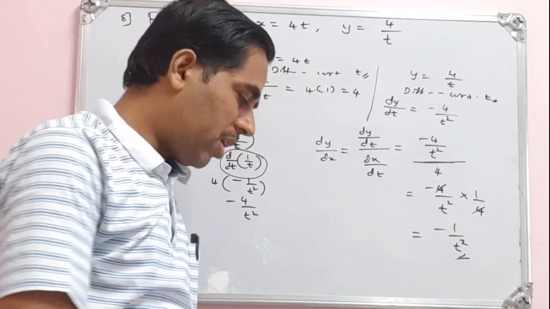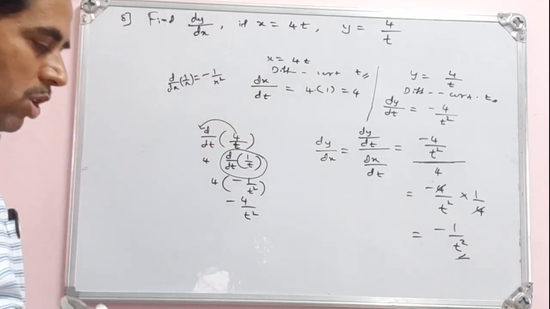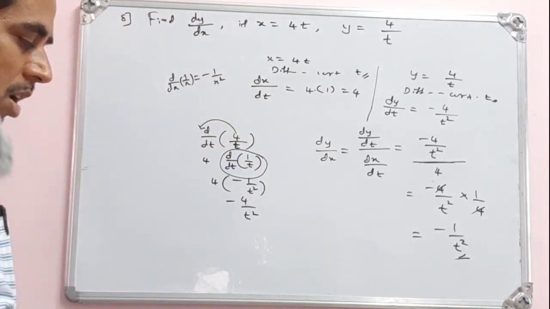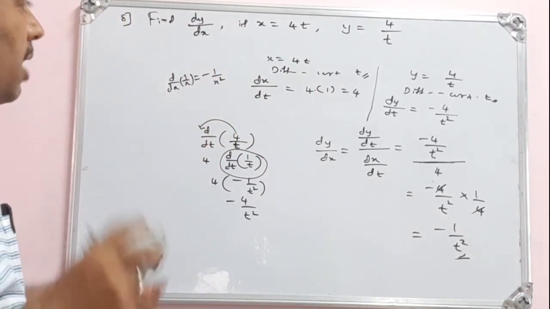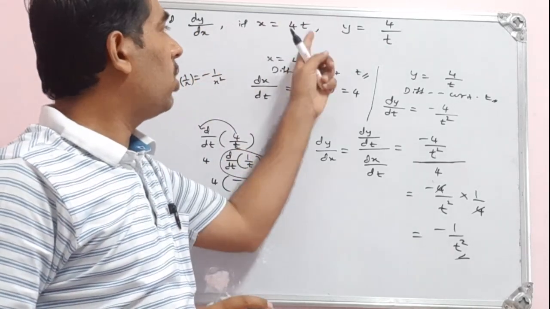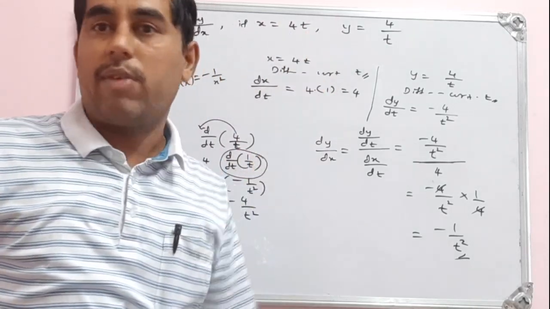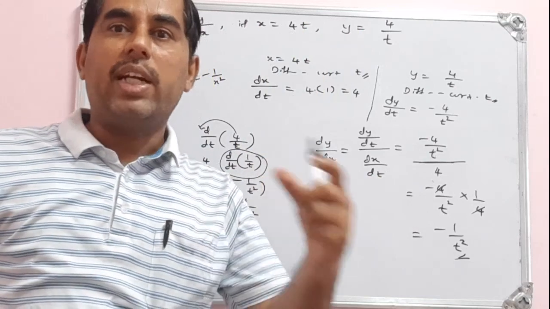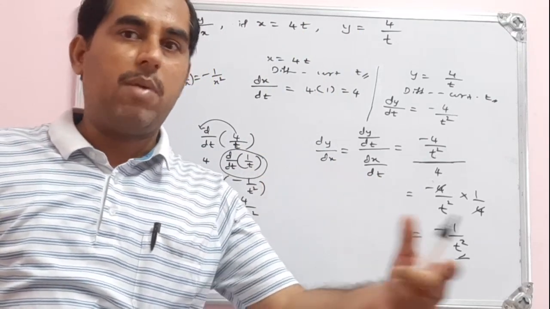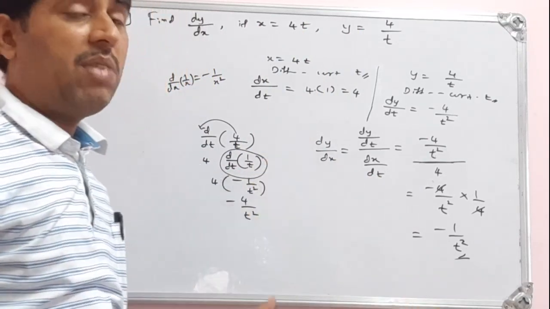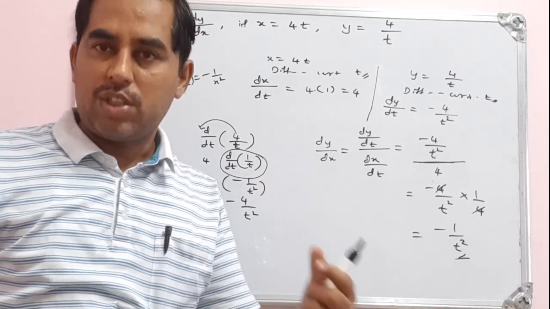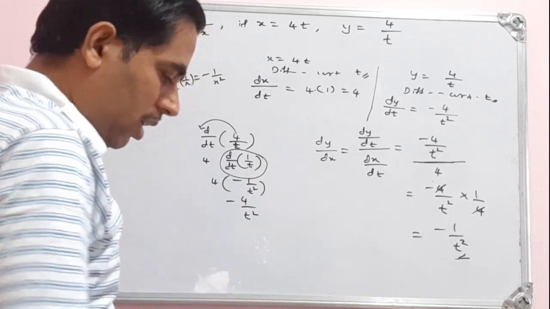These are all parametric functions. The dependent variable and the independent variable are both expressed in the form of another variable, t or theta. Such functions are called parametric functions, and such differentiation we call parametric differentiation.